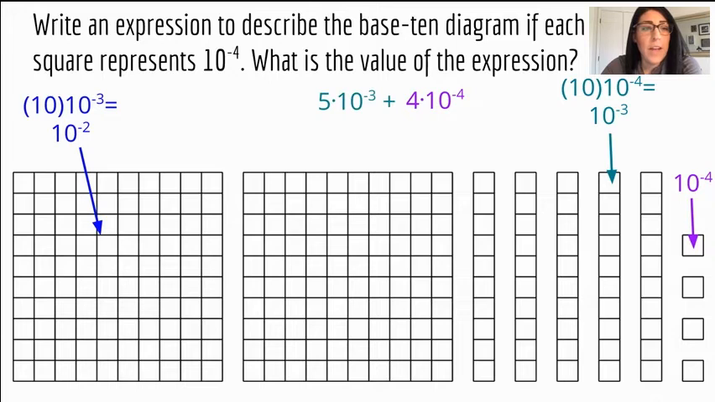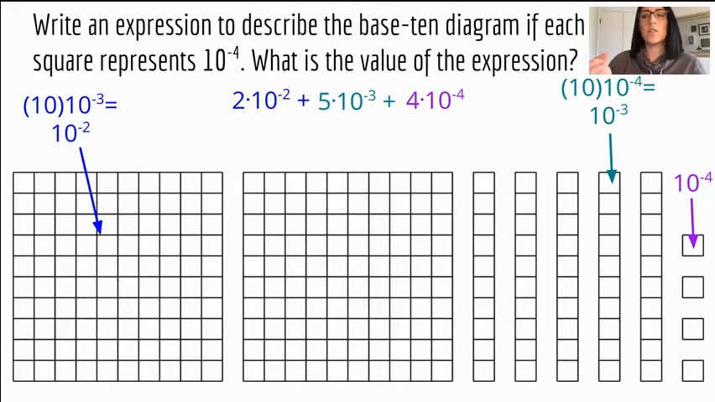Our big square has 10 rectangles in it. So we are going to do 10 times 10 to the negative third, which is equal to 10 to the negative second. So there's 2 of those, so 2 times 10 to the negative second. So there's your first expression, but we're going to evaluate it and find out what is the value of this entire expression. Now, think about what's happening.